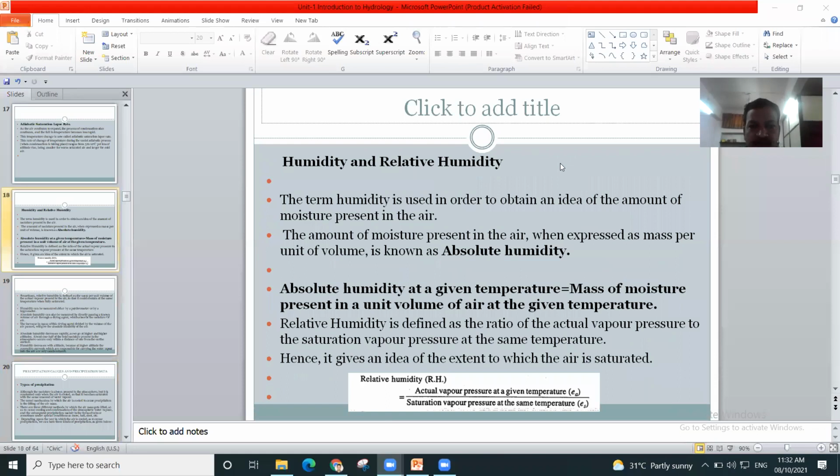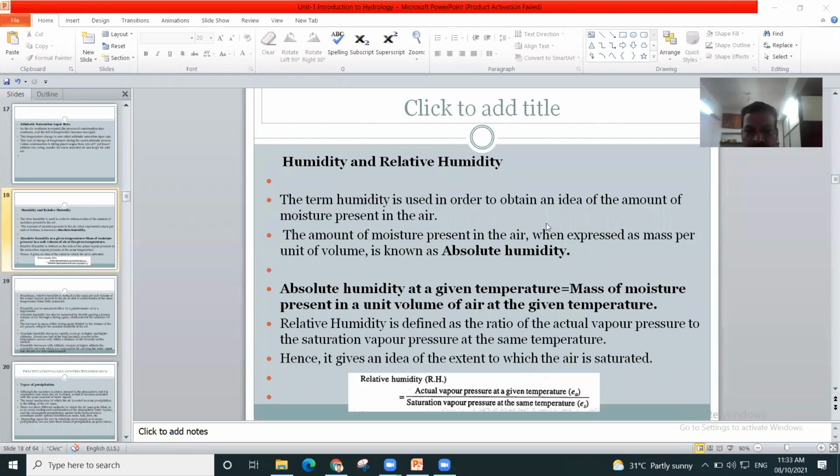Now we have seen humidity and relative humidity. What is humidity? It is the amount of moisture present in the air. That is known as humidity. How to measure this humidity?